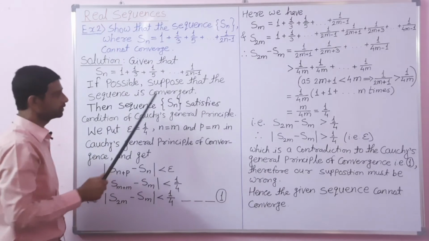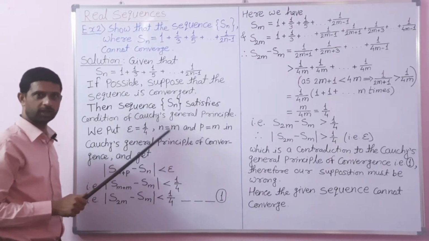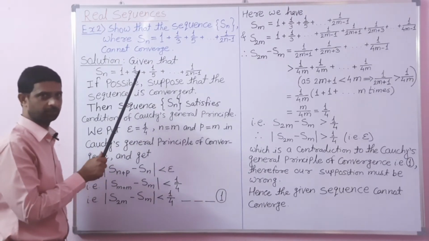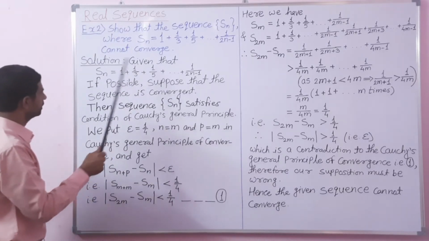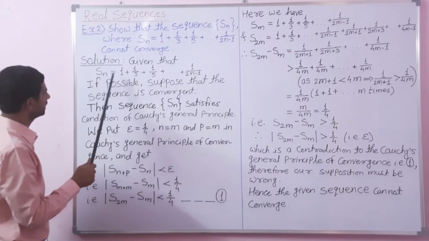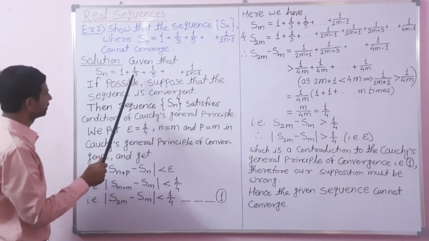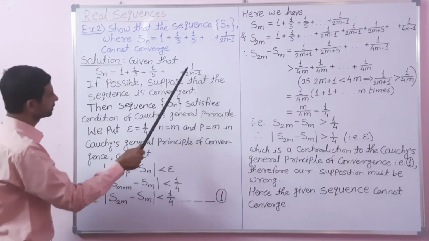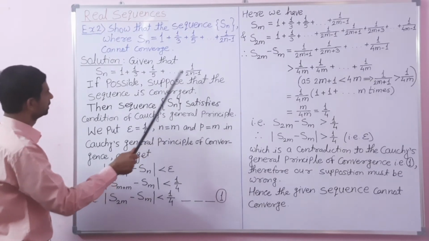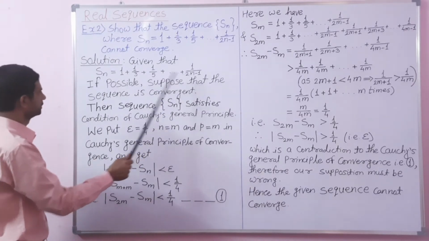So the procedure to solve this is again the same as that of the first example. So let us see the solution of this. Here it is given that Sn is equal to 1 plus 1 by 3 plus 1 by 5 and so on up to plus 1 upon 2n minus 1. This is the nth term of the sequence.